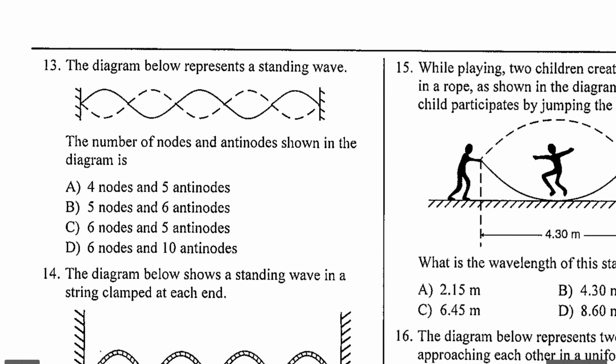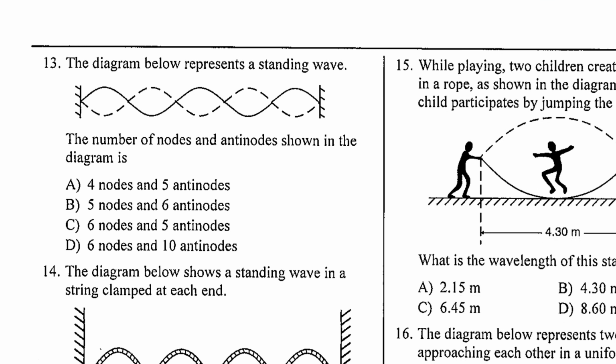Number 13, the number of nodes and antinodes shown. So the nodes are the no motion. Don't forget these points don't move either. 1, 2, 3, 4, 5, 6. 6 nodes. How many antinodes? 1, 2, 3, 4, 5. 5 antinodes. So what choice is that? 6 nodes, 5 antinodes. Choice C.